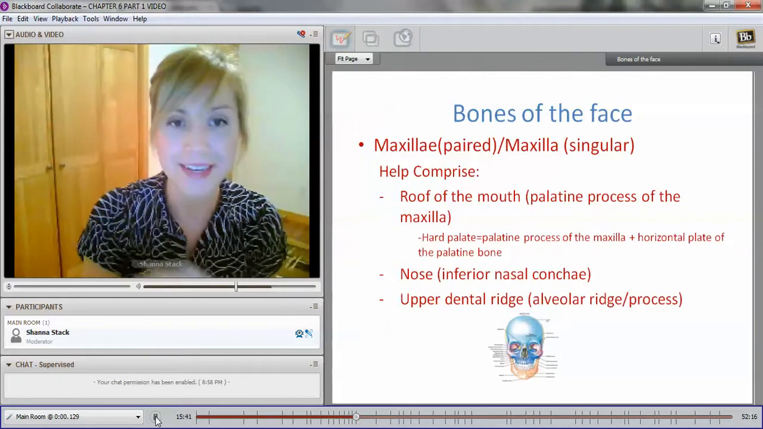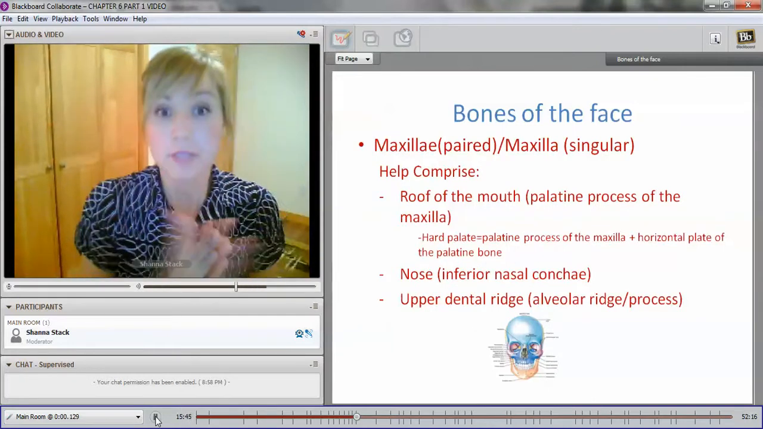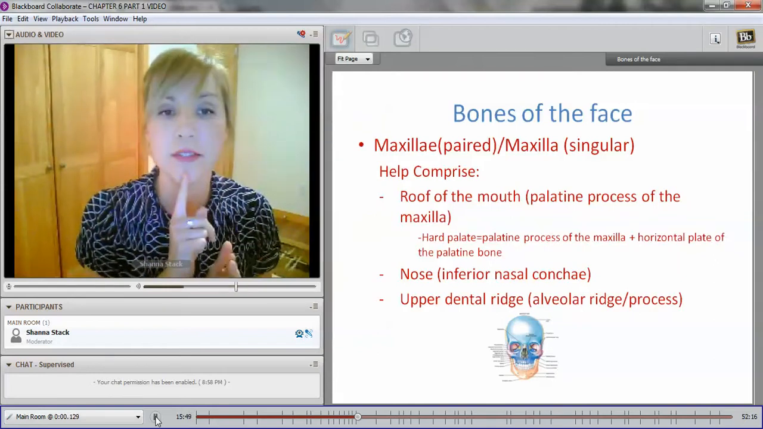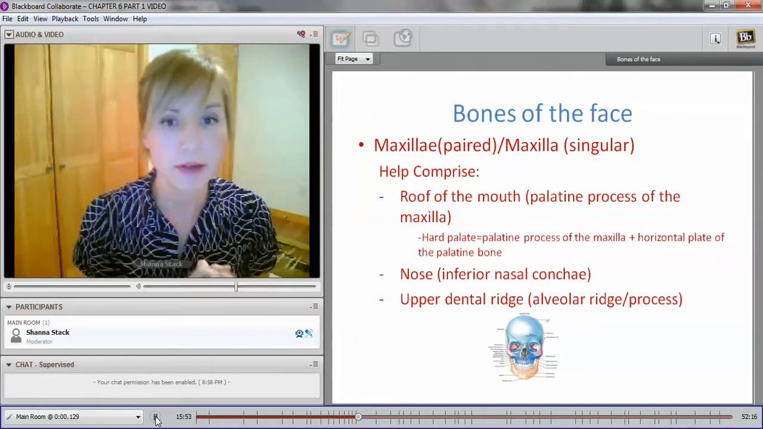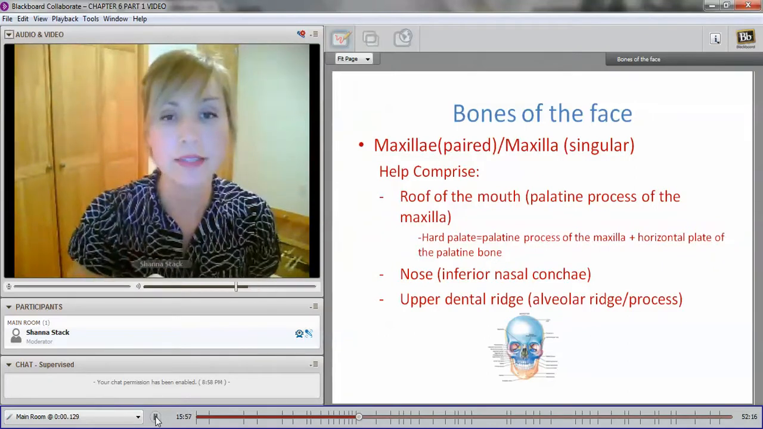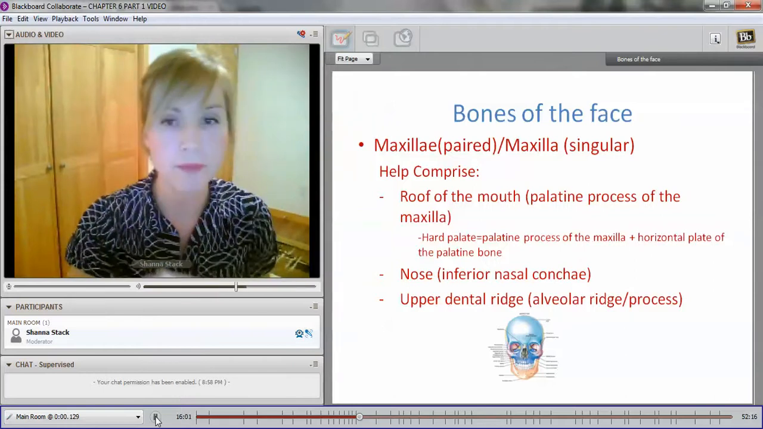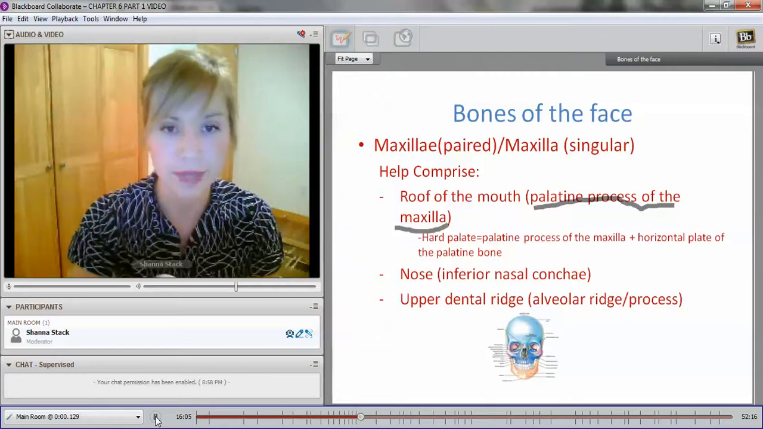All right, now we're going to talk about the maxilla. It is paired just like the mandible. The mandible has two sides and then they come together at the mental symphysis. The maxilla is also a paired bone, okay? So right and left side. And it helps comprise the roof of the mouth, or that hard palate. And the part that forms that hard palate is called the palatine process of the maxilla, okay?